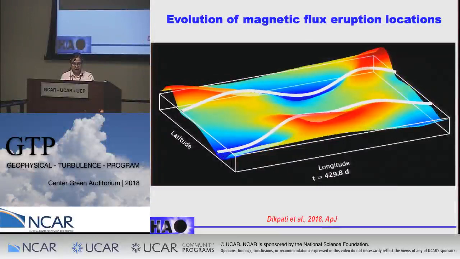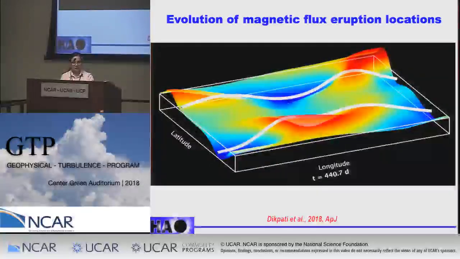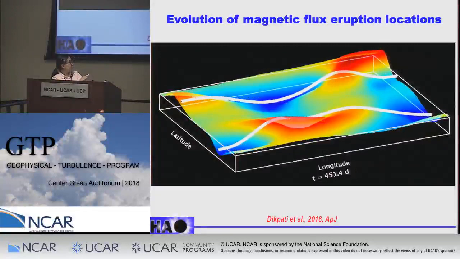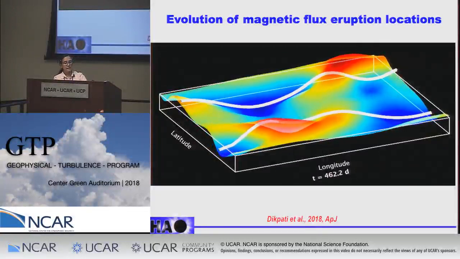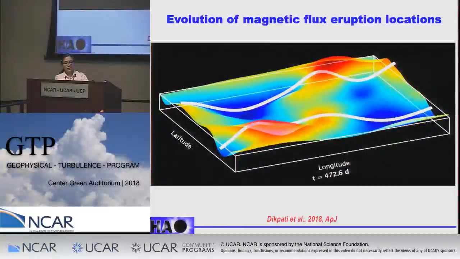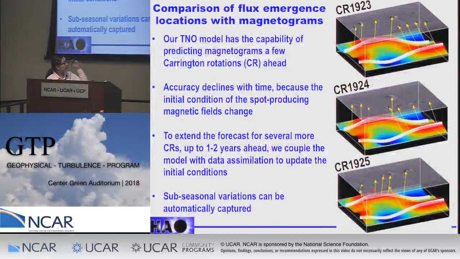So if we want to get the imprint of flux emergence locations from these swelling regions, the toroidal band coinciding with the swelling region, and try to match with observation, here is an attempt. What we did here, we took a surface magnetogram active region map of a certain Carrington rotation, 1923. And if we take a particular snapshot from our model that best matches the surface active regions, then we just allow it to evolve according to the model evolution, and you can see that the model output matches the next magnetogram.